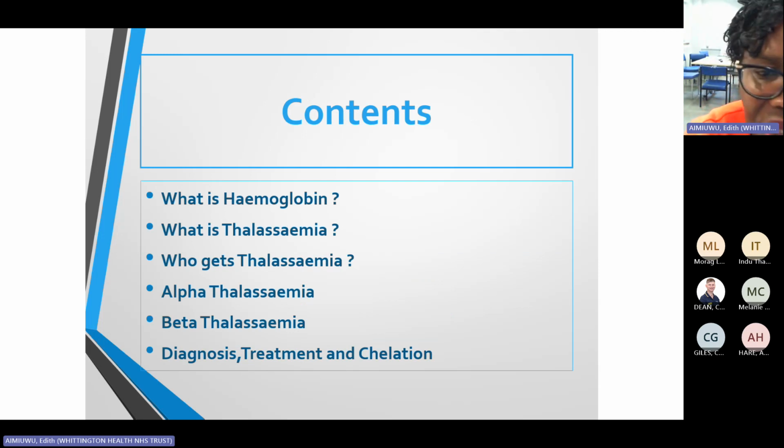So with this teaching today, we'll be able to talk about what is hemoglobin, what is thalassemia, who gets thalassemia, alpha thalassemia, beta thalassemia, and the diagnosis, treatment, and the chelation. Following this study, hopefully you would have gone through this content.